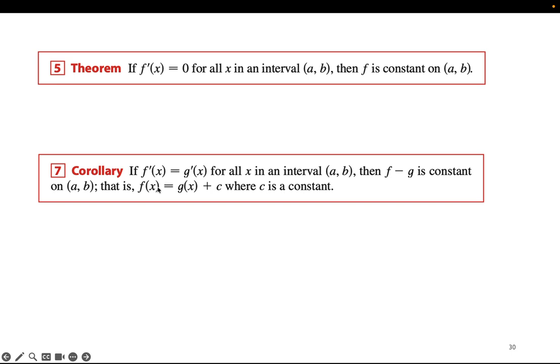And here's another result. If you have 2 functions with the same slope everywhere, then the 2 functions must be the same up to a constant. Let me say that again. If you have 2 functions which always have the same derivative everywhere, then the 2 functions are just vertical shifts of each other. In other words, one function f of x is the other function plus a constant. So f is just the other function moved up or down by a constant c. And that makes sense, right? Because if you take a function and move it up and down, all those functions have the same slope.